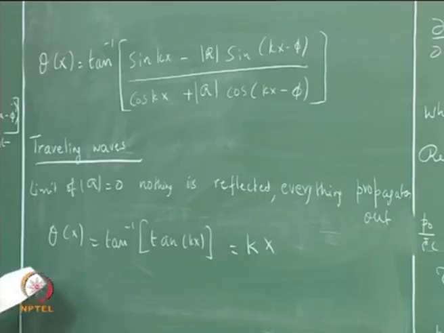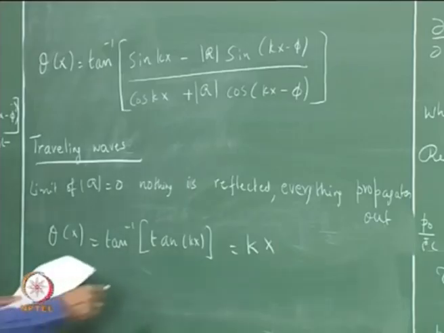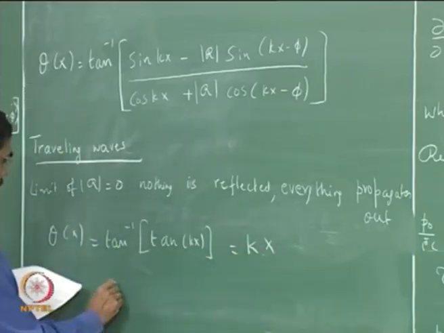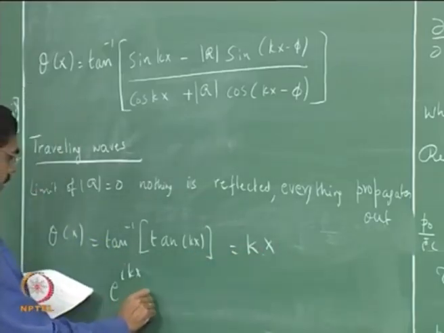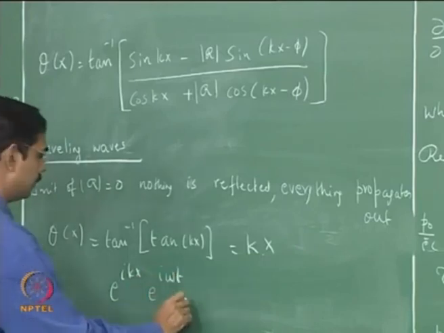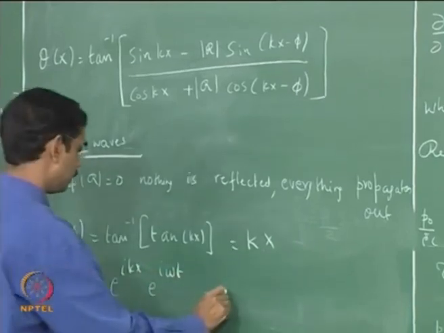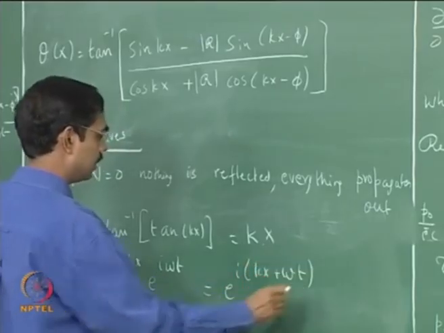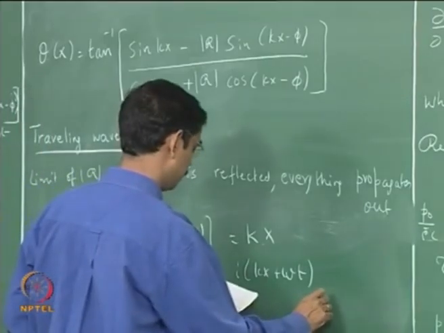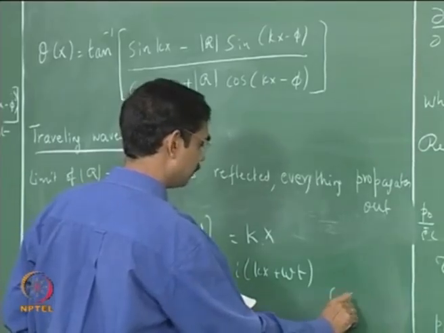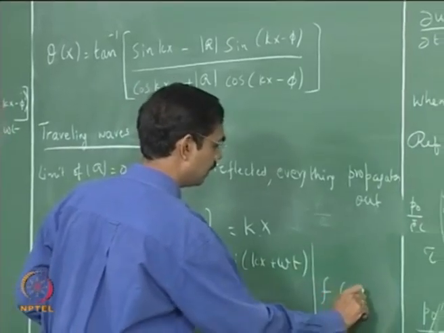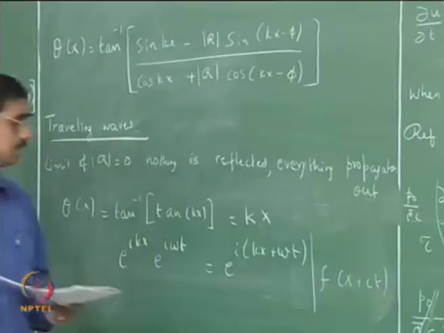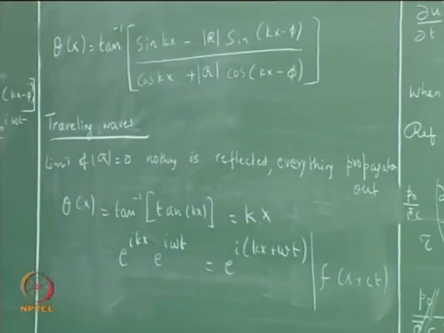We are recovering a nice result, because you have e power I kx, e power I omega t, which is e power I times kx plus omega t. So, this is of the form f of x plus ct or something like that. So, this is indeed a left running wave, and how do you recover a right running wave?